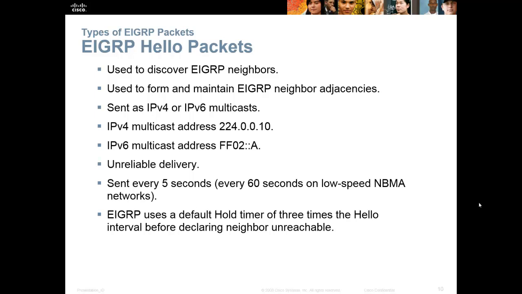All right, the hello packet is used to discover EIGRP neighbors and to form those adjacencies. Hey, here's my information and here's me. Can we be buddies? Oh, sure, my stuff matches. Let's be buddies. It's sent in IPv4 and IPv6 as multicast. In IPv4, we multicast it on 224.0.0.10. Remember, OSPF is 224.0.0.5 and 224.0.0.6, but EIGRP is 224.0.0.10. In IPv6, we multicast that on FF02::A.